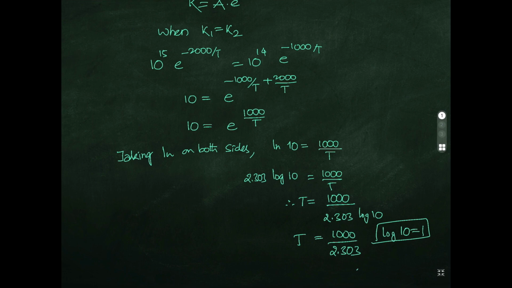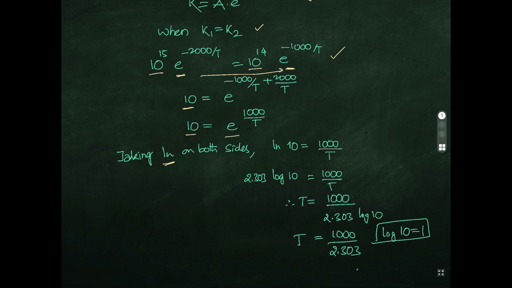K is equal to A e to the power of minus Ea by RT. Fine. And here it is mentioned K1 is equal to K2. So K1 is equal to K2 means 10 to the power of 15 e to the power of minus 2000 by T is equal to these values given there. You can check K1, K2 or Ka is equal to Kc. This is 10 power 15, this is 10 power 14, so it will become 10, right? And this I am taking this side. So e to the power of minus 1000 by T plus 2000 by T. This is nothing but 10 is equal to e to the power of 1000 by T.